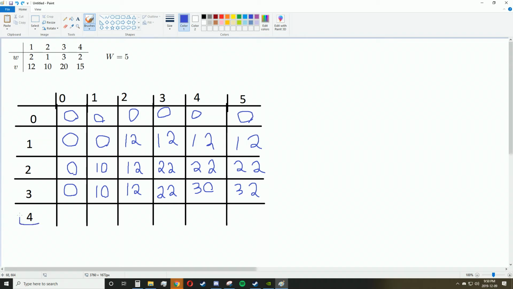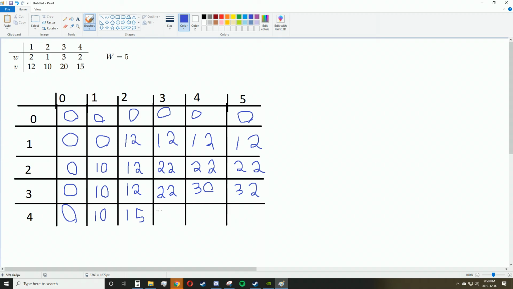We want to take number 4. 4 is the size of 2. Can 2 fit in 0? No, it can't. So we take the one above it. Remember, that's what we're doing. Can 2 fit in the size of 1? No, it can't, so we're going to bring that 10 down. Can 2 fit in the size of 2? It certainly can, so are we going to put 12 in there, or are we going to put 1, 2, up, this number, plus 15? Well, 0 plus 15 is 15, so we're going to carry 15 in here.